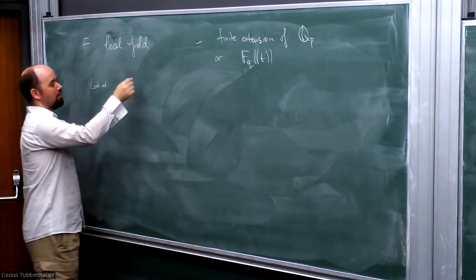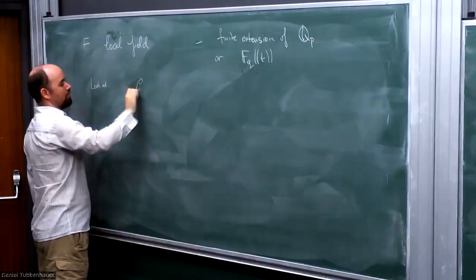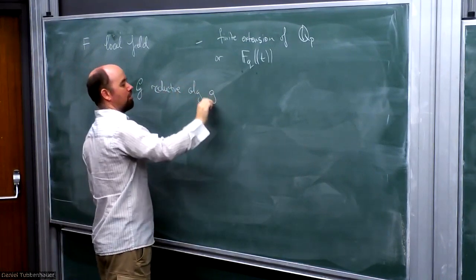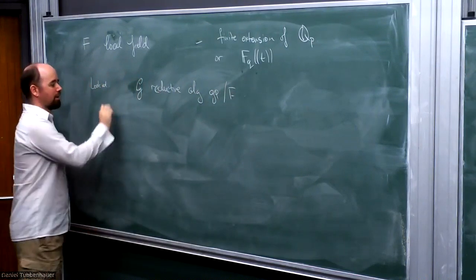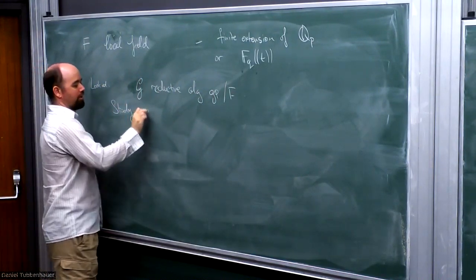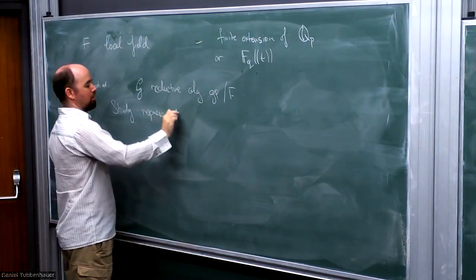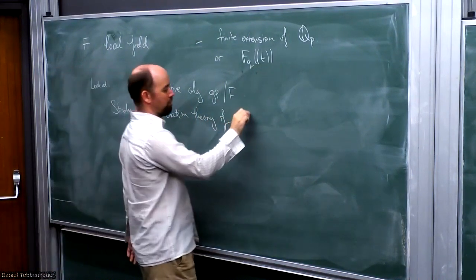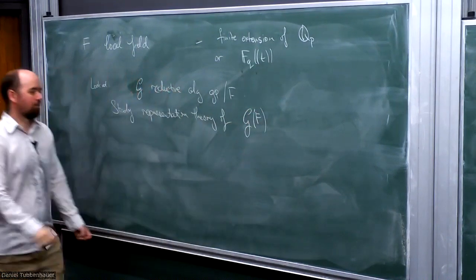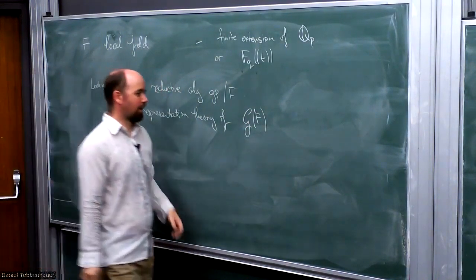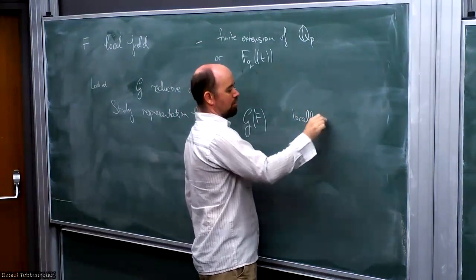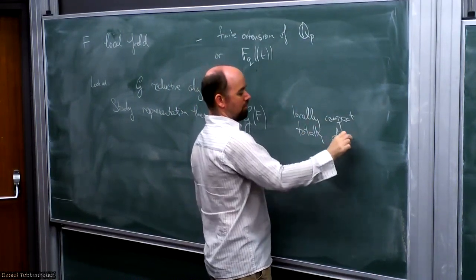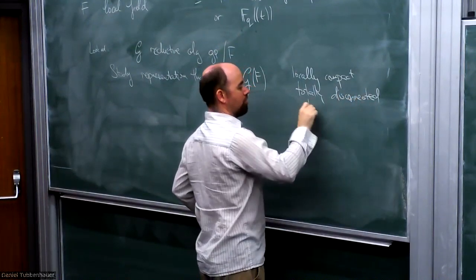And we want to look at things like, if I take say G, a reductive algebraic group over F, and you want to study the representation theory of the group of F-points. This is a locally compact totally disconnected topological group.